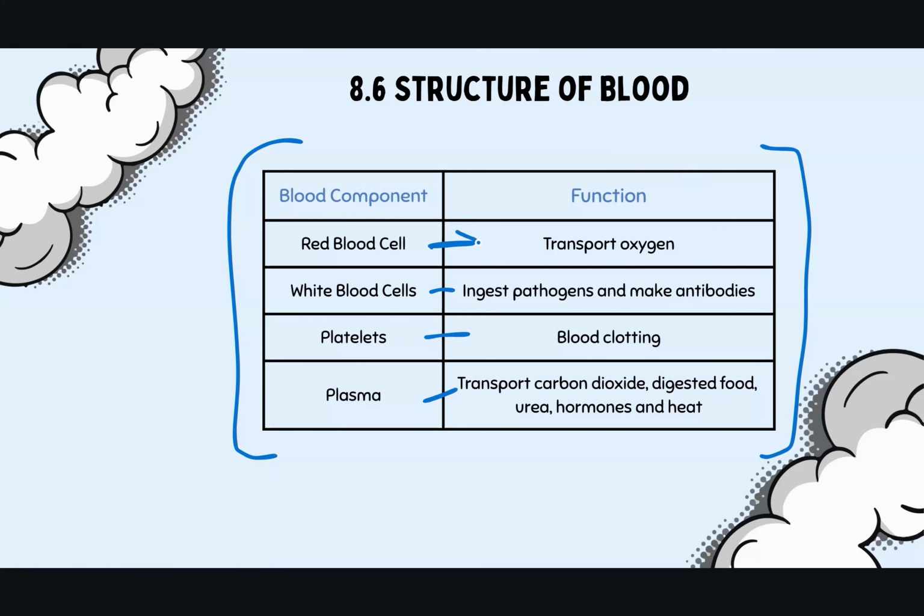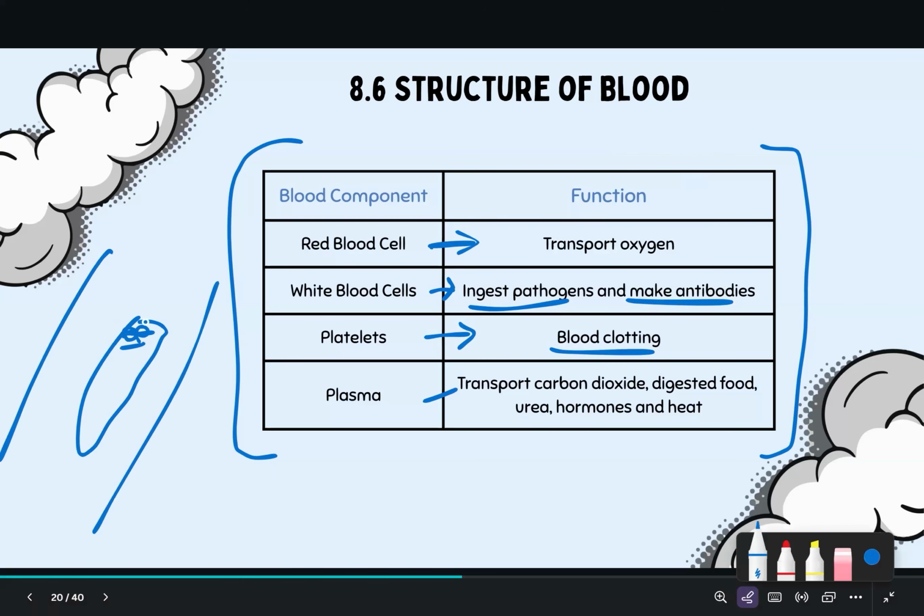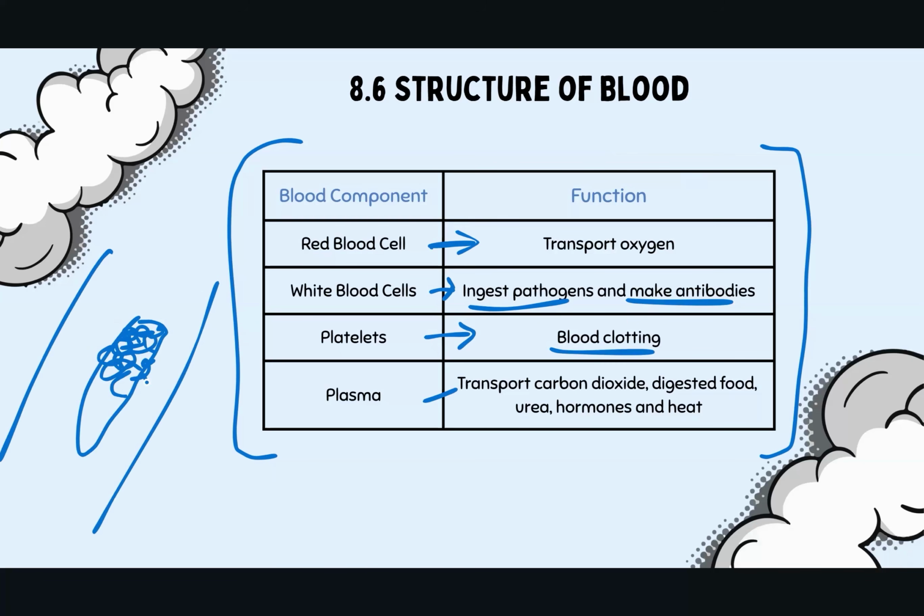So red blood cells transport oxygen around the body. White blood cells ingest pathogens and make antibodies. Platelets help with blood clotting. So if you have a cut, say on someone's knee, the platelets start blocking up the cut to stop infection. Then you've got blood plasma. This transports waste products like carbon dioxide and urea. It transports digested food, hormones, and also thermal energy.